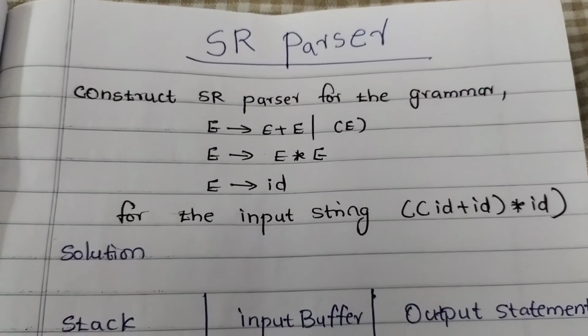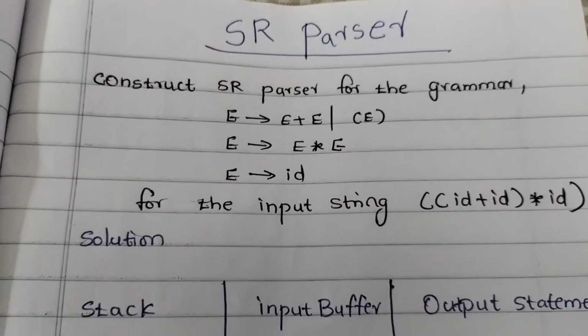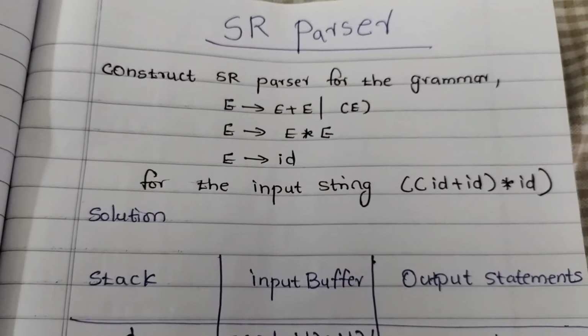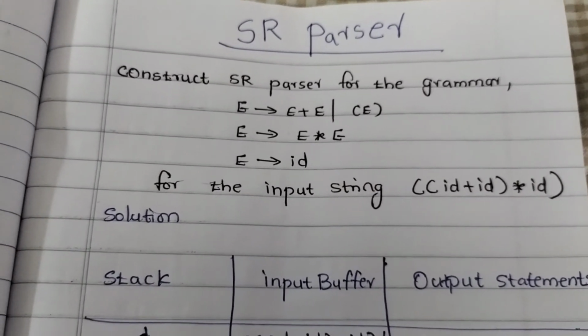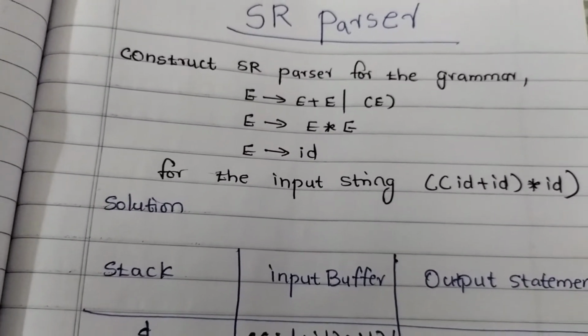I think it is very clear to you. This problem is very simple. Simply we are pushing each symbol from the buffer to the stack, and in parallel, if possible reductions are available, then you are making the changes.